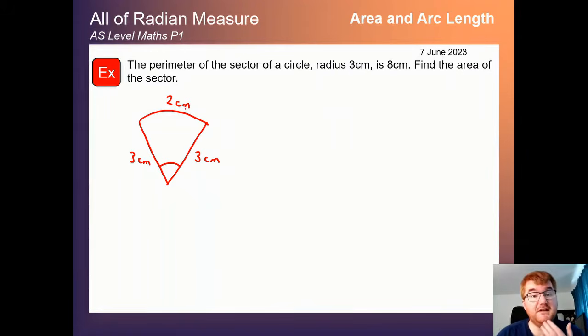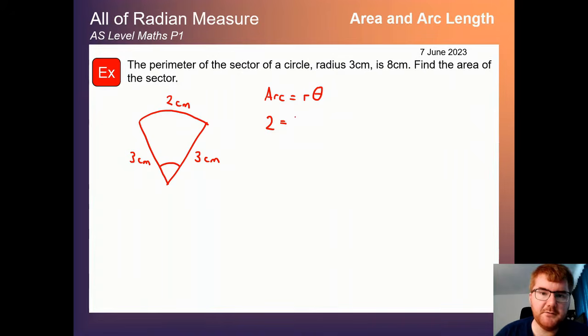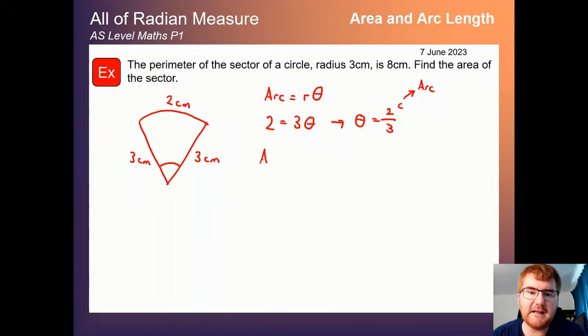So we're going to work backwards here because the arc length formula is equal to r theta, where it's in radians. The arc is 2. The radius is 3. So we get 2 equals 3 theta. Therefore, theta is equal to 2 over 3 radians. Now you can use this symbol here for radians. It looks like a C, but actually what it's doing is representing an arc. Remember that thing I said earlier on. So this here looks like a C, but actually it's just representing a small arc. This is our angle here, and now we can work out the area.